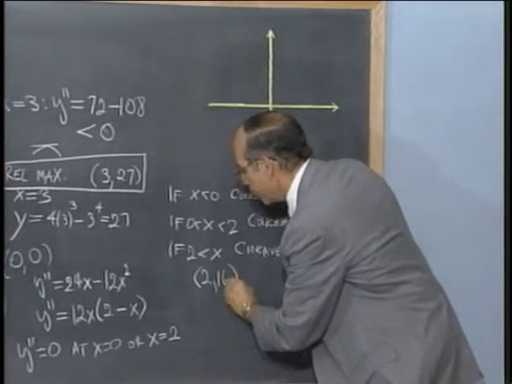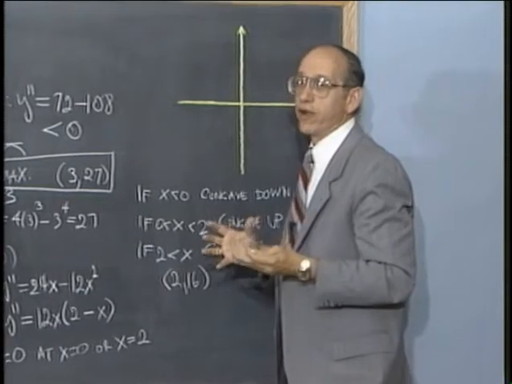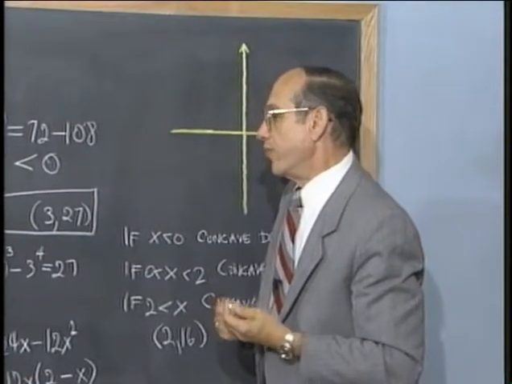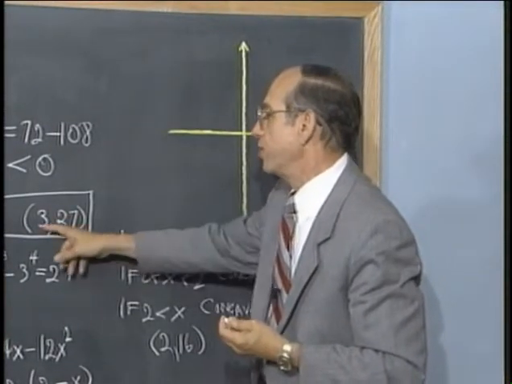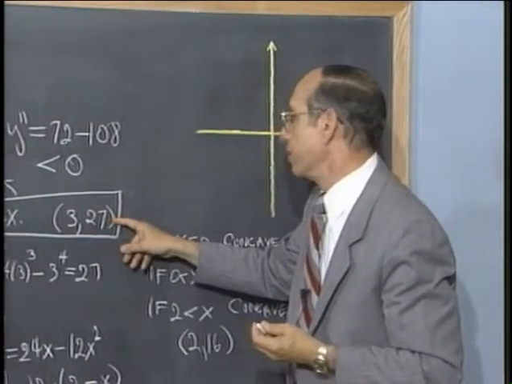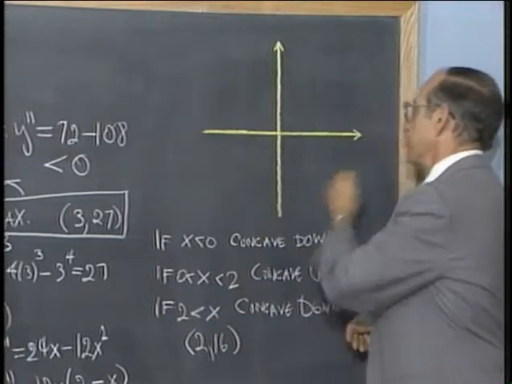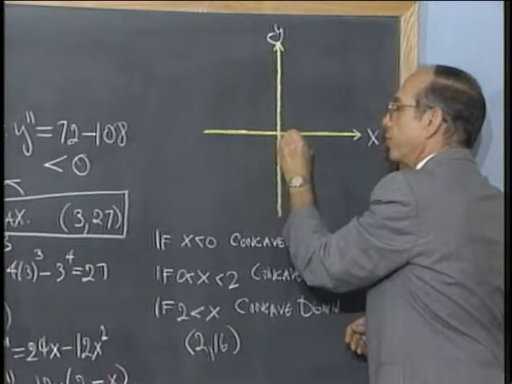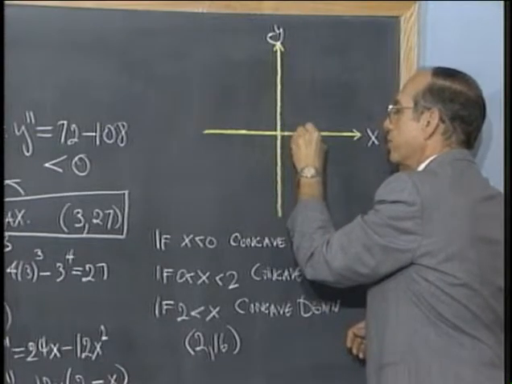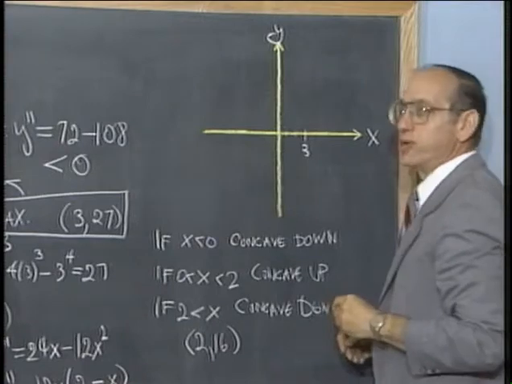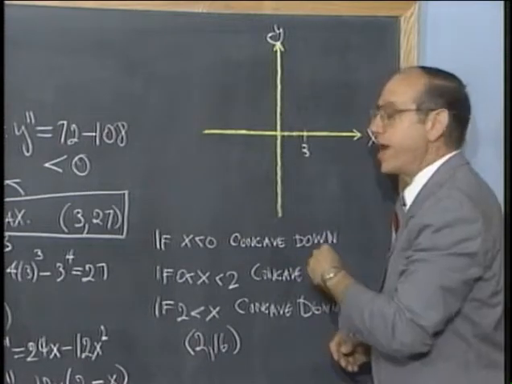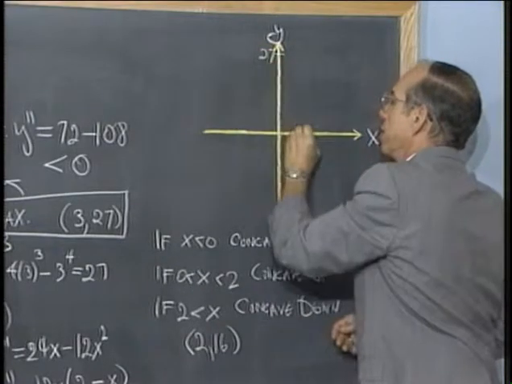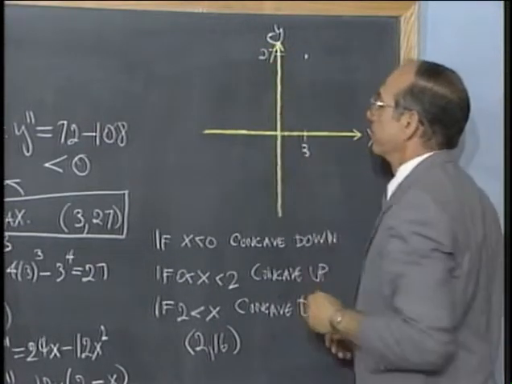Think you can remember all that? Well, let's put it on the graph and see what it looks like. What have we found so far? We found a relative maximum at the point (3, 27). Let's go over here to the axes. X equals 3, we'll put, say, over here somewhere. Y equal 27 is going to be way up off my axis, so I'm just going to estimate its height, say here. And over here we have a relative maximum.